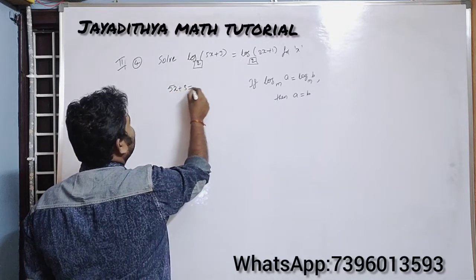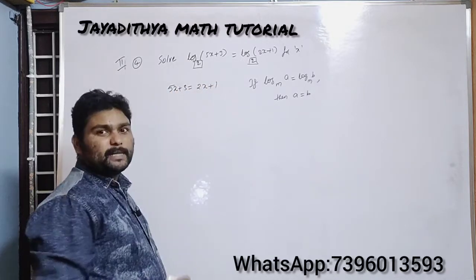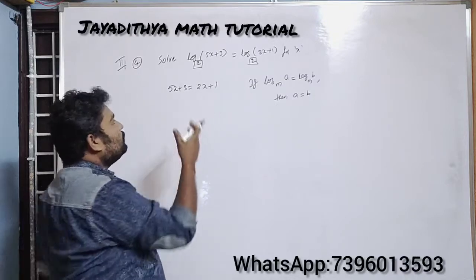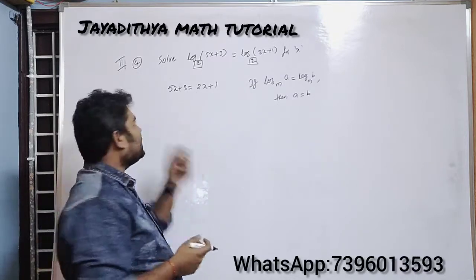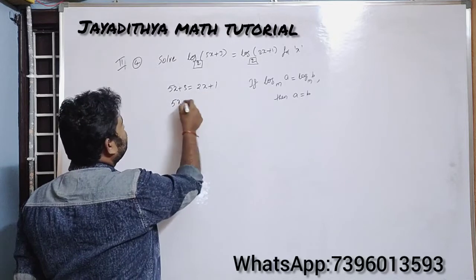That is 5x plus 3 equals 2x plus 1. 5x plus 3 equals 2x plus 1. So here you need to find the value of x. This is a simple algebraic expression. You can do it easily. That is 5x, and bring 2x to the left hand side.